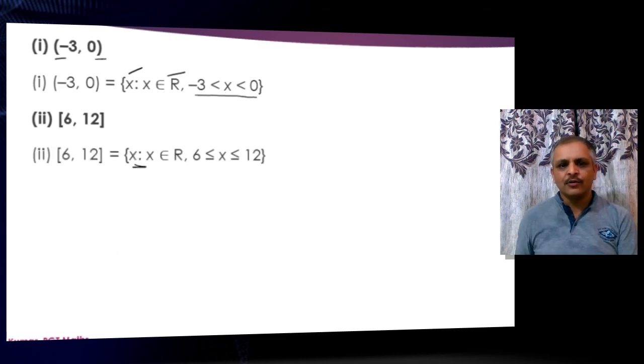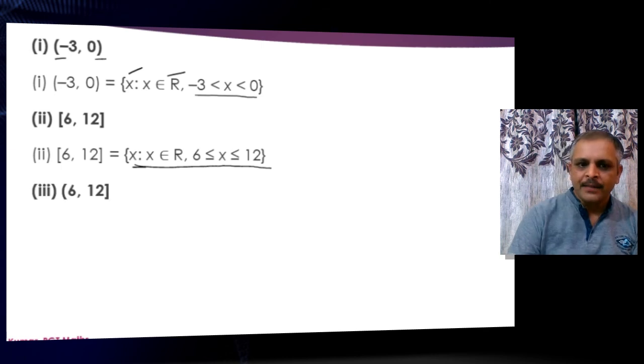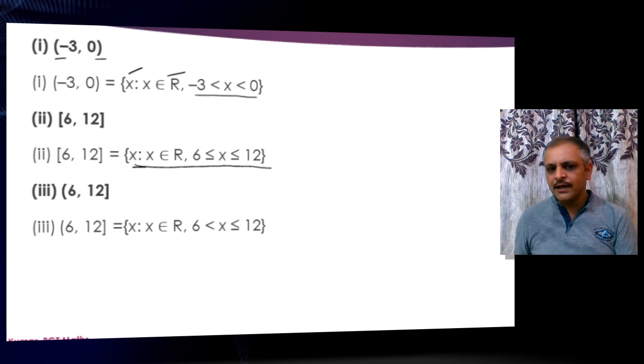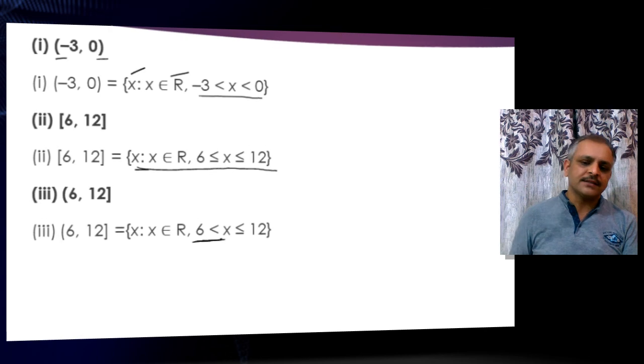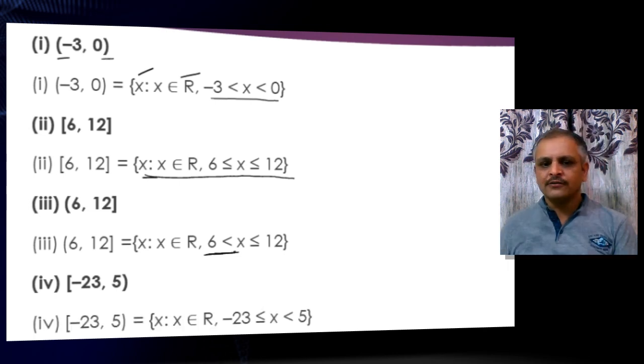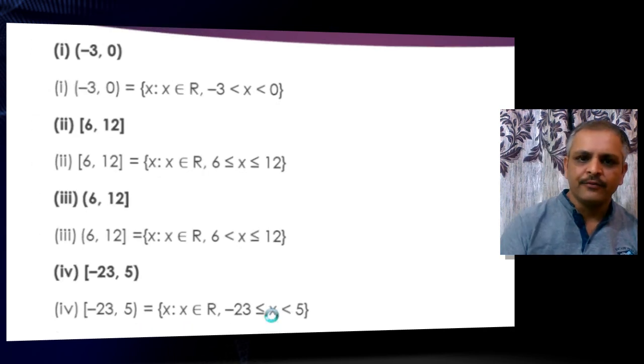So x, where x belongs to real numbers, and x lies between 6 and 12, and both are to be included, so I wrote the equal to sign also here. And this side 6 is not included, so the only change is that I will not use the equal to sign in this part. So x will be more than 6. And next part, x will be more than or equal to minus 23 and less than 5.